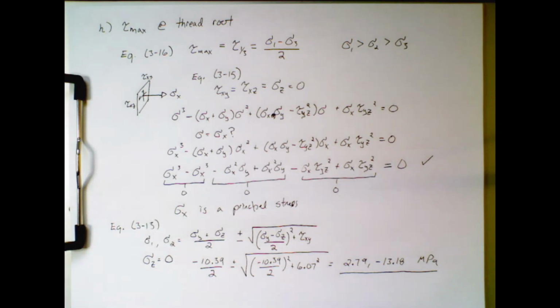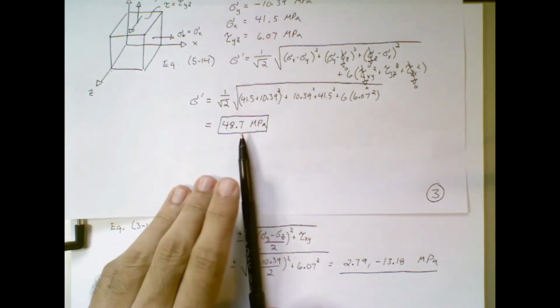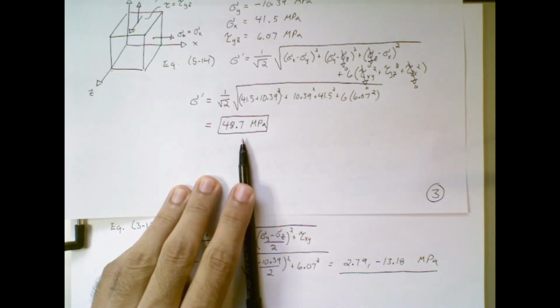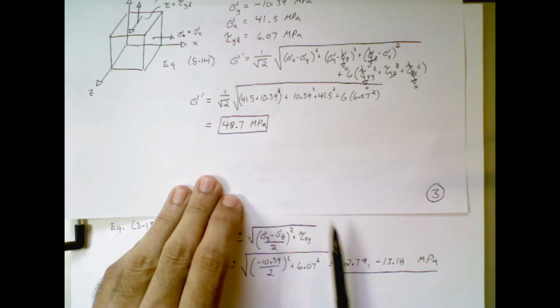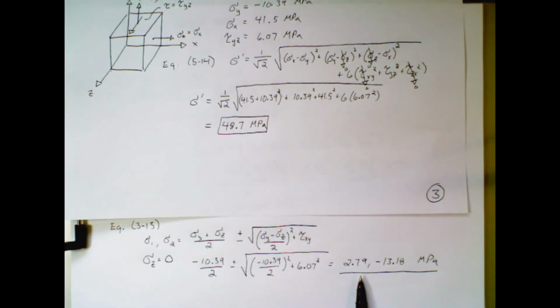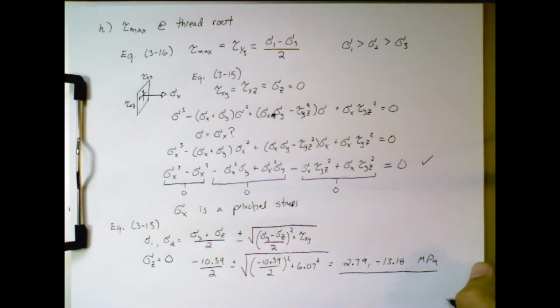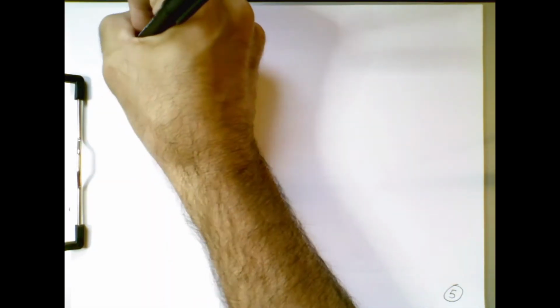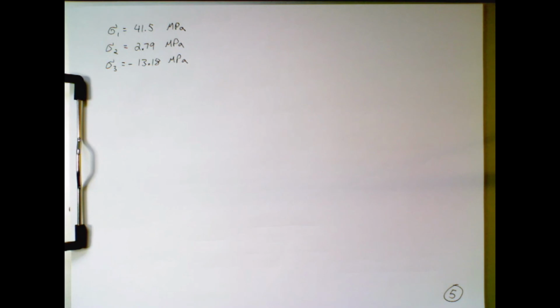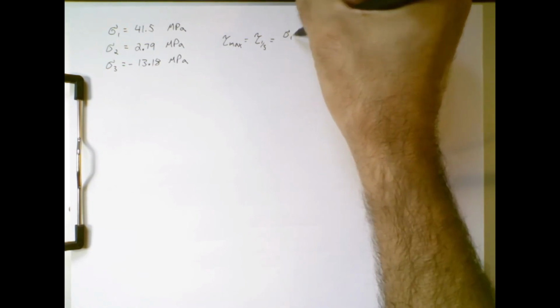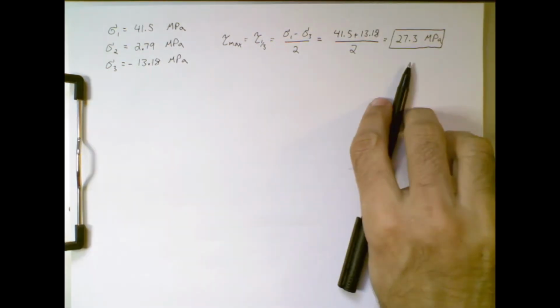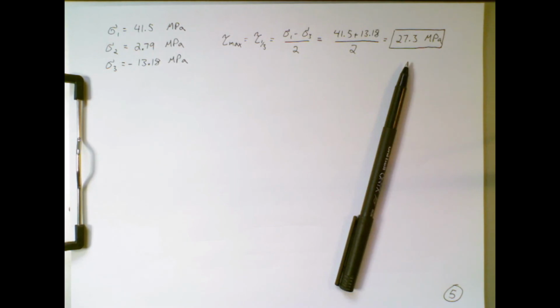Now, if we go back and compare that to the value for sigma x, we can rank them, and we can see that sigma x is the first principal stress, sigma 1, then 2.79 is sigma 2, and sigma 3 is minus 13.18. Now, going back to equation 316 for the maximum shear stress, we can use these quantities to find it out. The maximum shear stress is 27.3 megapascals, and that's the answer to the final part of this problem.